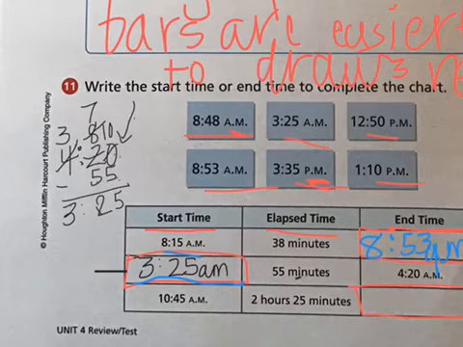Okay, so the last one, we know the start time, we know the elapsed time, but we don't know the end time. So that tells us we should add. I'm going to do this one in green. And I'm going to erase this work right here. You know what? Maybe I'll pause the video here so that you can take a look at that. So I'll just wait a moment.